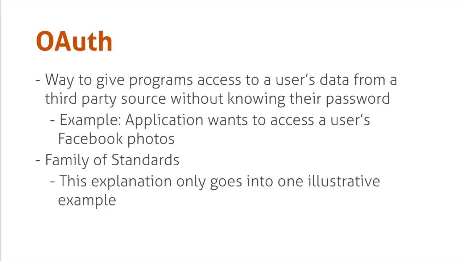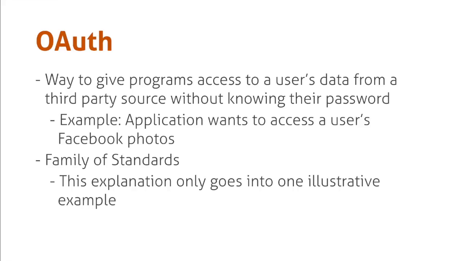OAuth is a protocol to give programs access to a user's data from a third-party source without knowing their password. For example, an application might want access to a user's Facebook photos, but shouldn't need to know the user's Facebook password in order to get them.